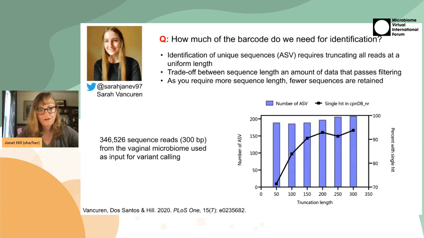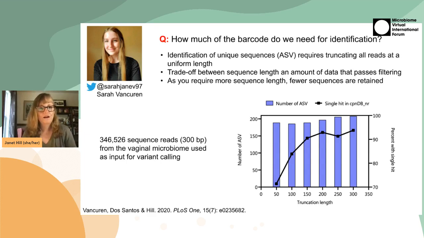So the first question, how much of the barcode do we need for identification, was addressed by a former student of mine, Sarah Van Kuren. And we often use now the formation of amplicon sequence variants to describe the unique sequences in a microbiome. And we know that in order to do that, you have to truncate all of the reads at a consistent uniform length.